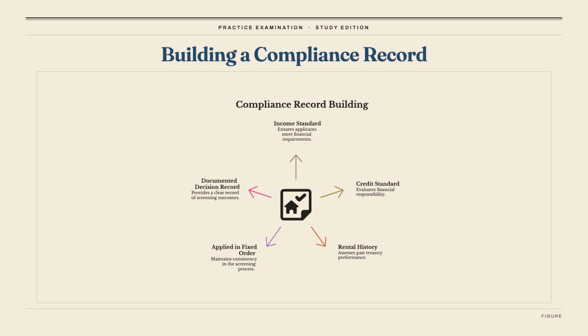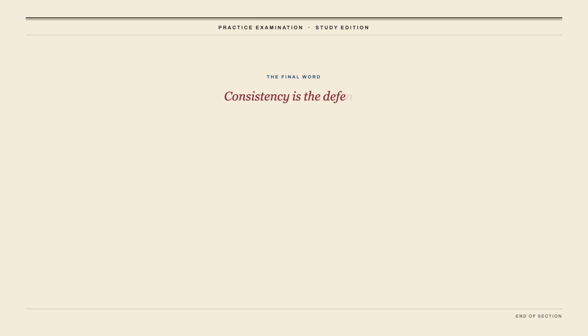A manager who publishes income, credit, and rental history standards, applies them in the order received, and documents each decision has built a record that answers a complaint before it's ever filed. Screening one applicant more thoroughly than another is where liability actually starts.